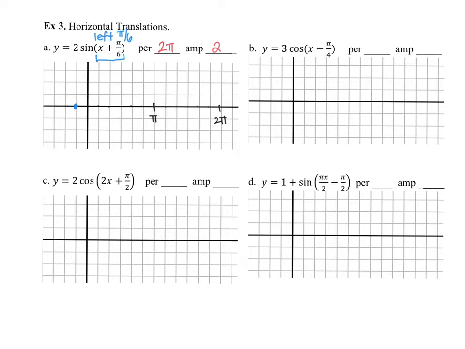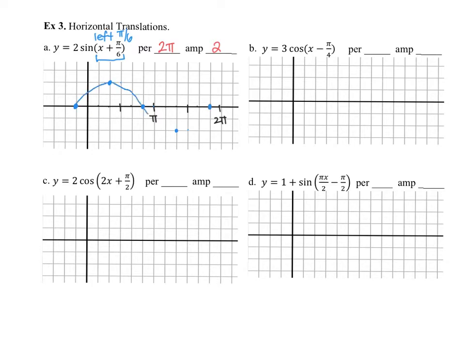Okay, at pi over 2, I'm going to mark pi over 2, so it's easier for me to see. At pi over 2, it normally goes up to 2 because of the amplitude, but because it's moving left pi over 6, I'm going to move it left pi over 6. At pi, it goes back to 0, but I'm going to move left pi over 6. At 3 pi over 2, we go down to negative 2, but I move it left pi over 6. And then at 2 pi, we get back to 0, but I'm moving it left pi over 6.